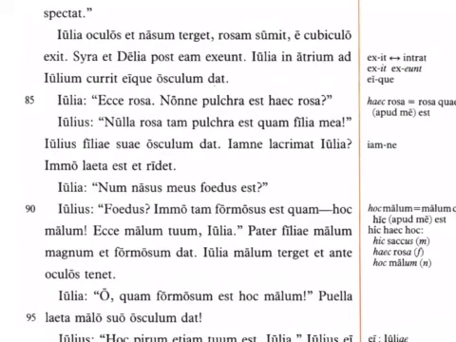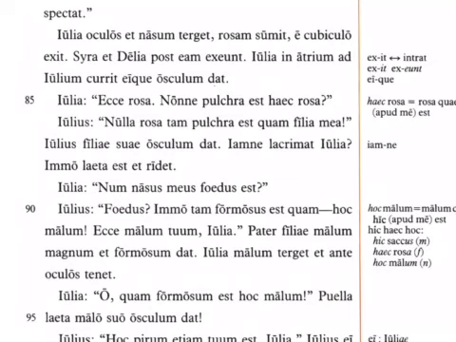So haec is the feminine of hic, which we had earlier. Hic means this masculine, haec is this feminine. Isn't this rose beautiful? Julius says, Nulla rosa tam pulchra est quam filia mea. No rose is so beautiful as my daughter, or you could, if you prefer, you could say as beautiful as my daughter, right?